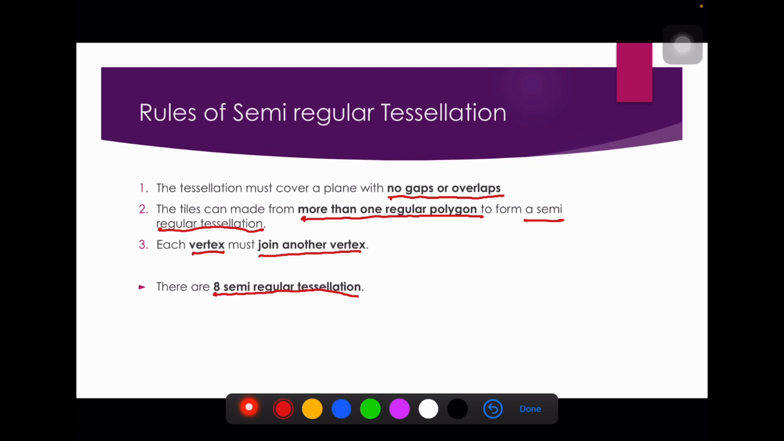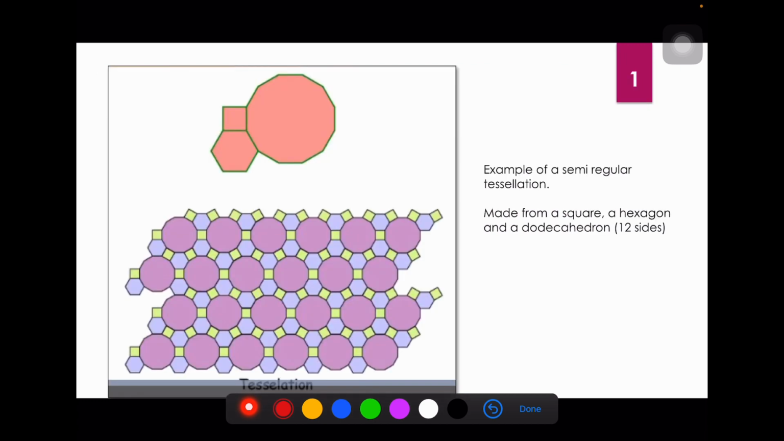So that means you're not going to use just one type, like for example triangles, but you're going to use more than one type of 2D shapes, okay, to form this semi-regular tessellation. So it could be a triangle and a square. Okay, so let's see the 8 semi-regular tessellations.